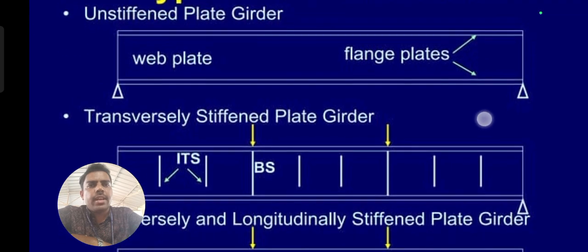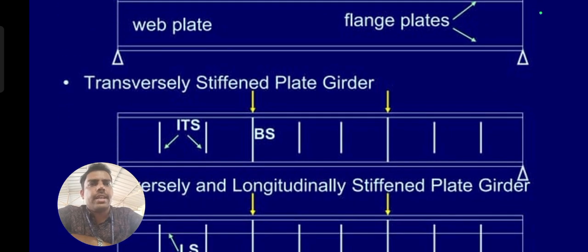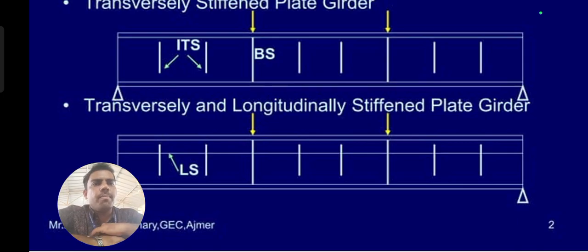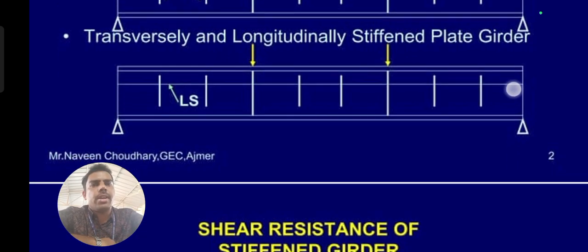Coming to the second one, transversely stiffened plate girders. Here, transversely stiffened plate means we have to provide stiffeners at that location. And the third one, transversely and longitudinally stiffened plate girders. Here the stiffeners are provided in both directions, that is, the transverse and longitudinal directions.